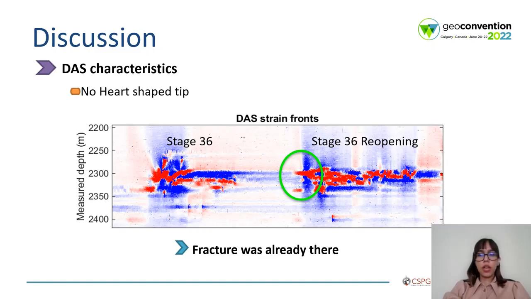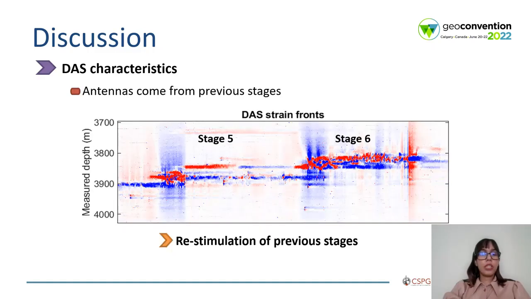Knowing that a fracture had been opened previously at the same place, we concluded that the absence of the heart-shaped tip most probably means that the fracture was already there. Other stages present antennas, but they also have heart-shaped tips happening later, like in this stage. These antennas come from fractures from previous stages. We came to the conclusion that a previous fracture is being restimulated, but the injection did create a new fracture in this stage as well.